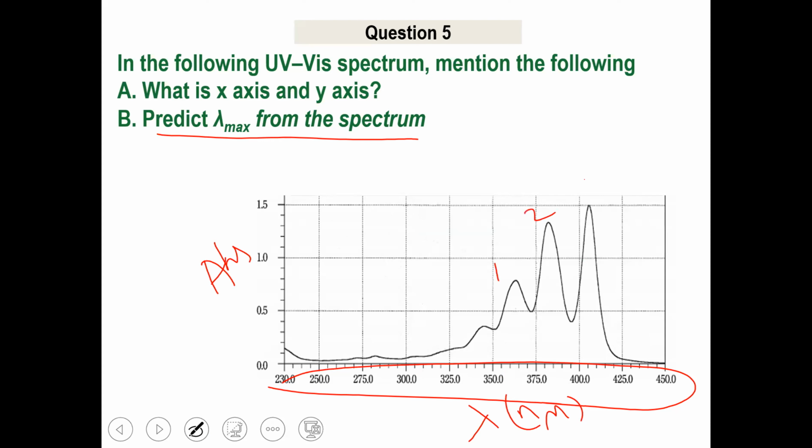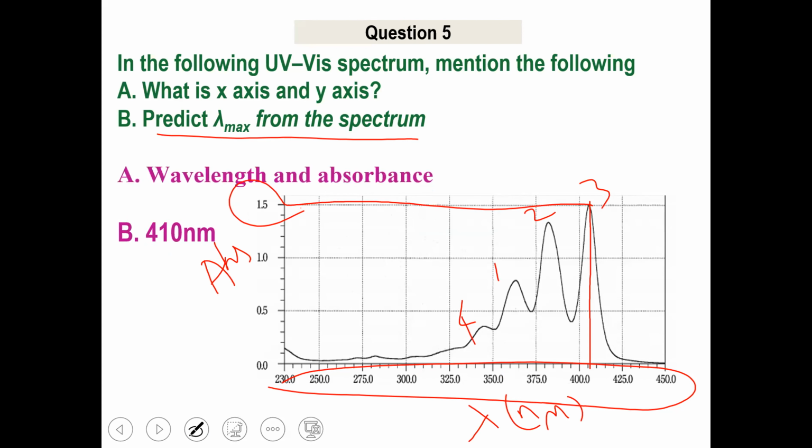So you have 1, 2, 3, even 4, a very small peak. So what is lambda max? It is the wavelength at which maximum absorbance is achieved. So here the lambda max is 410 nanometer. So one question was there in the question book, the GPAT book, to predict the lambda max from the choices given.